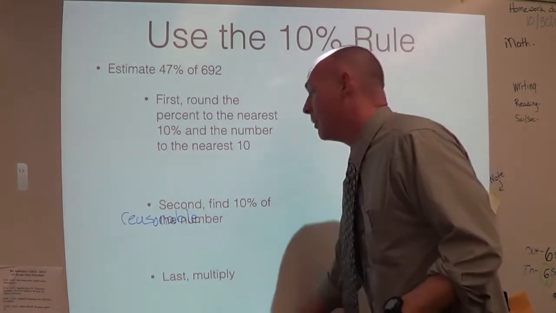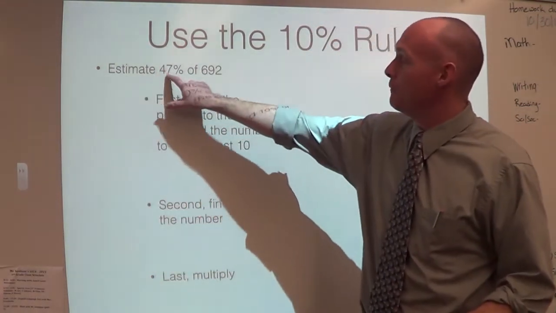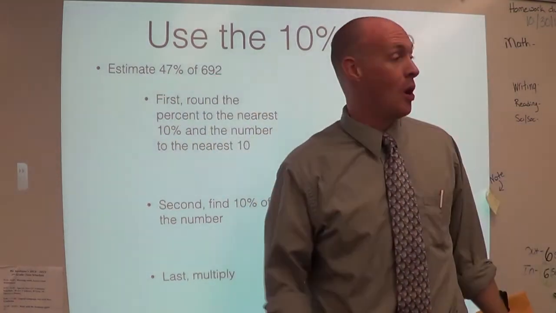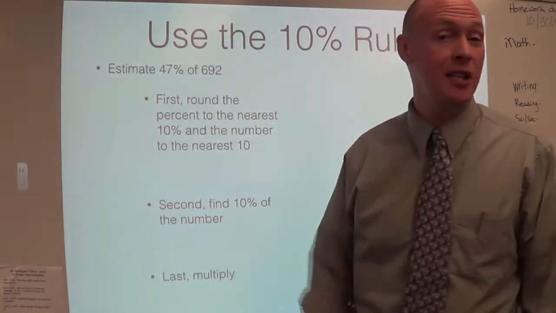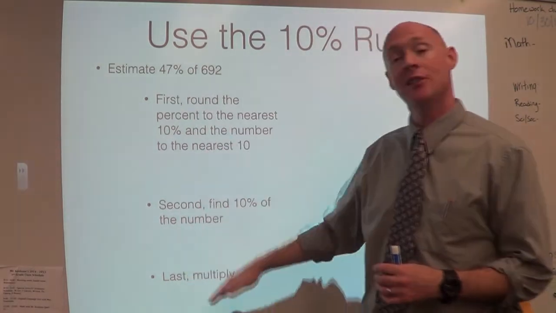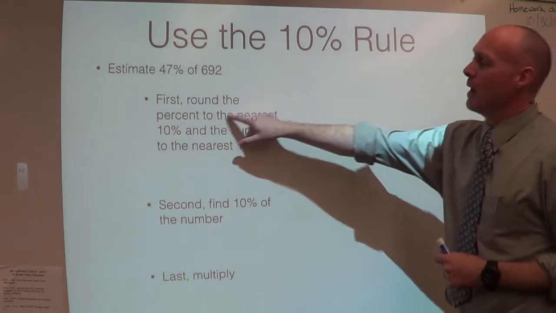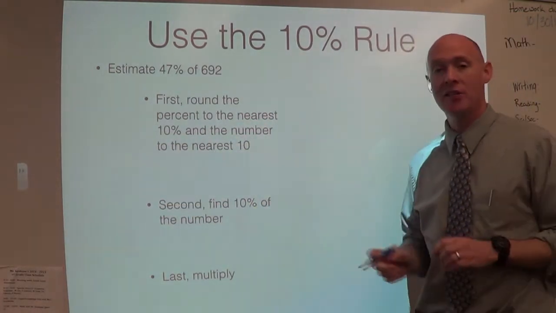So here I have a problem. It says, estimate 47% of 692. Wow. Mentally, 47, 692, those numbers are kind of difficult to work with. So I'm going to give you 3 steps right now to show you how to do it. Ready? Step 1. First, round the percent to the nearest 10% and the number to the nearest 10.